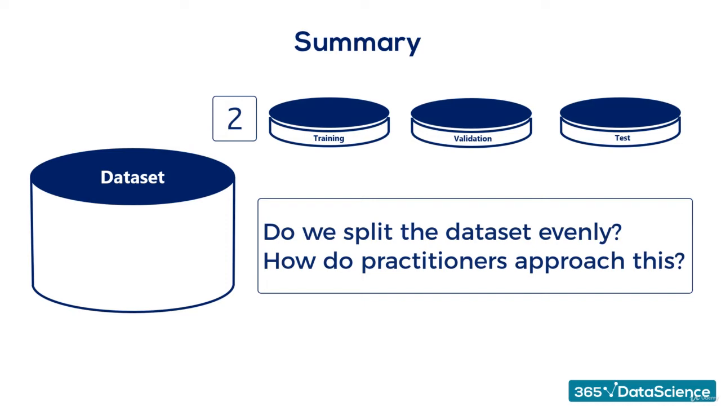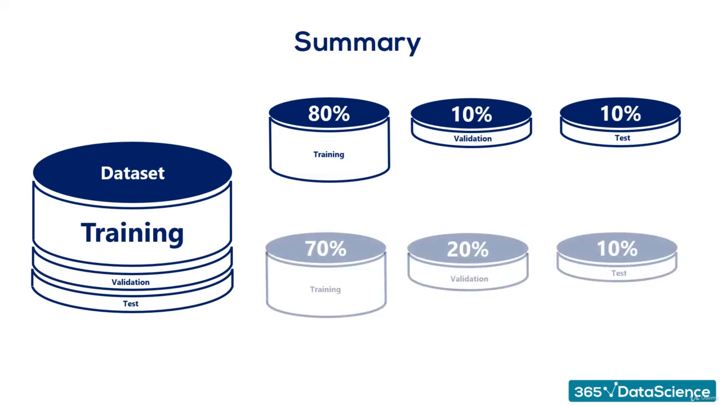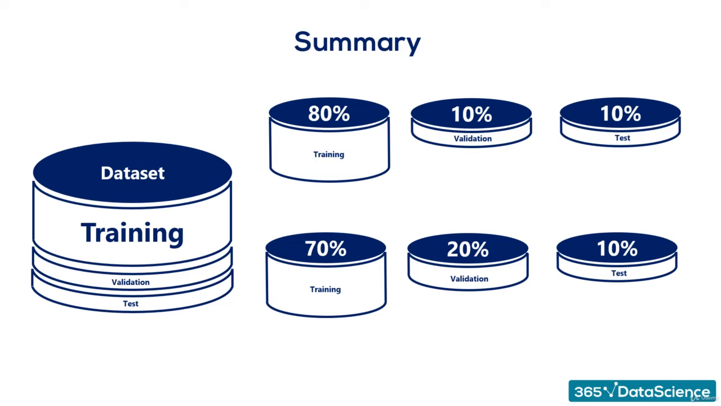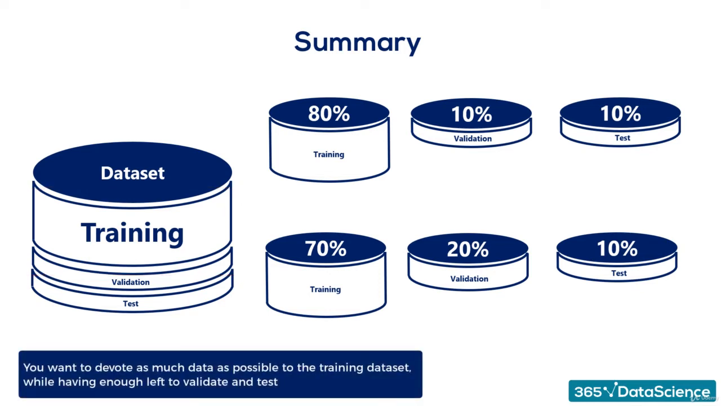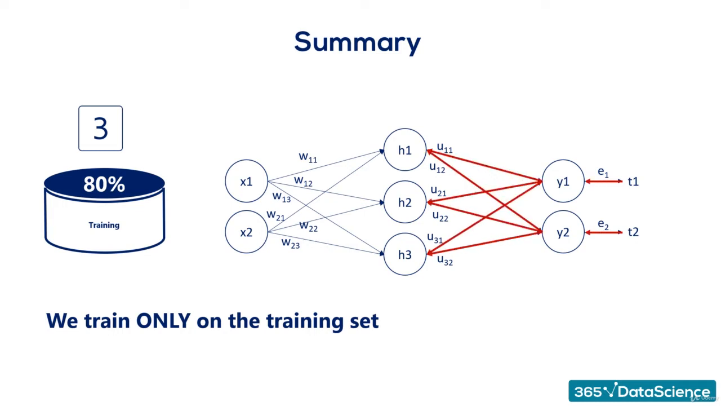Well, there is no set rule, but splits like 80% training, 10% validation, and 10% test, or 70-20-10, are commonly used. Obviously, the dataset where we train the model should be considerably larger than the other 2. You want to devote as much data as possible to the training of the model while having enough samples to validate and test on. Third, we train the model using the training dataset and the training dataset only.